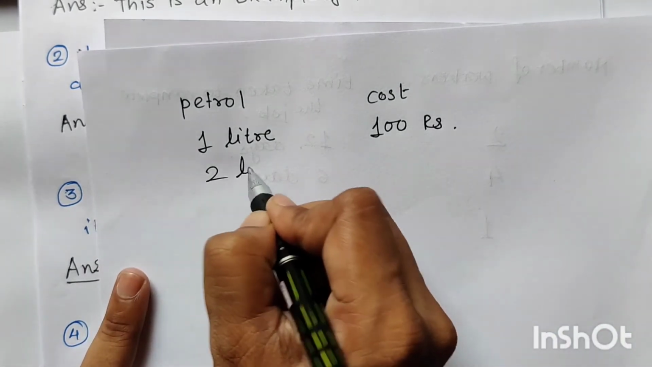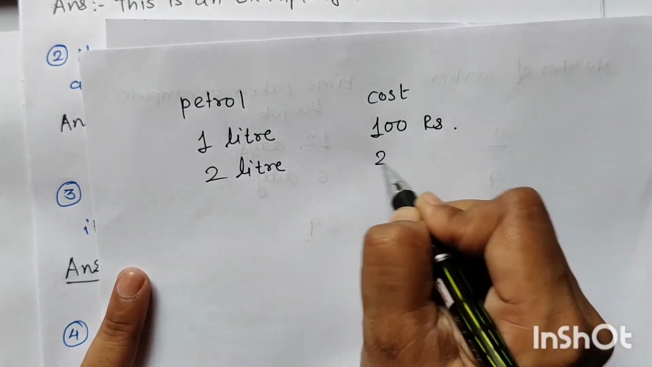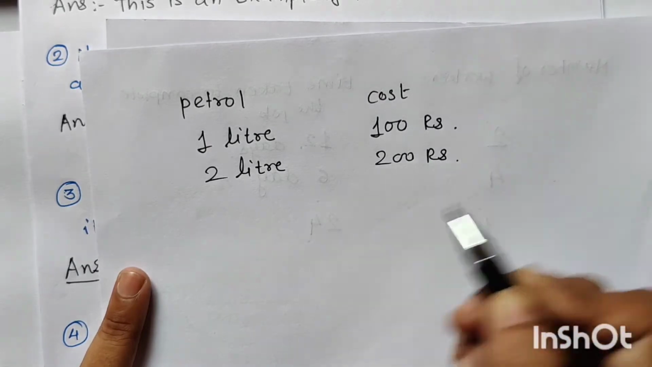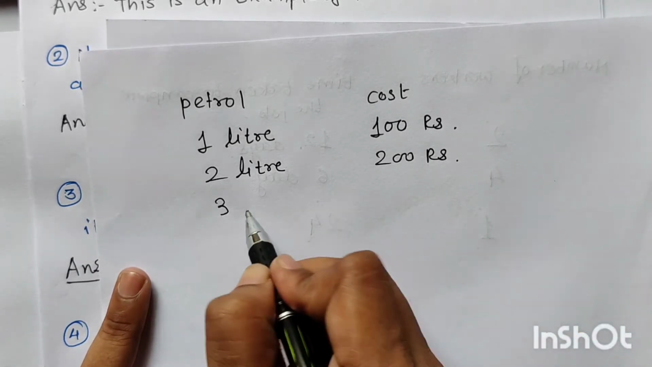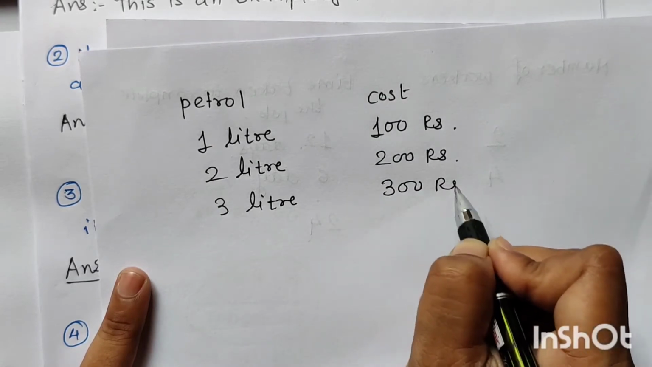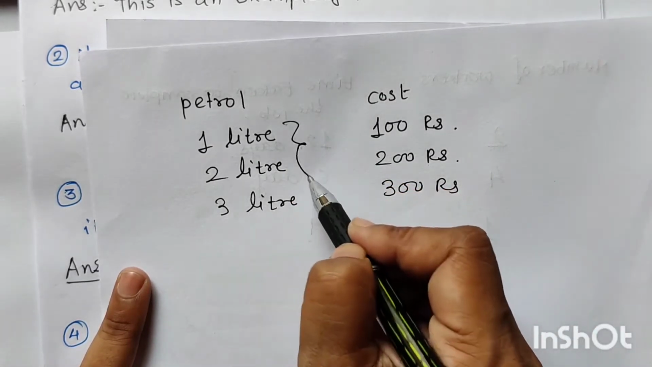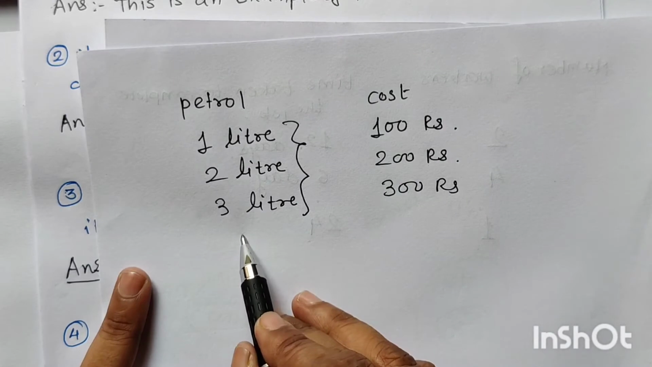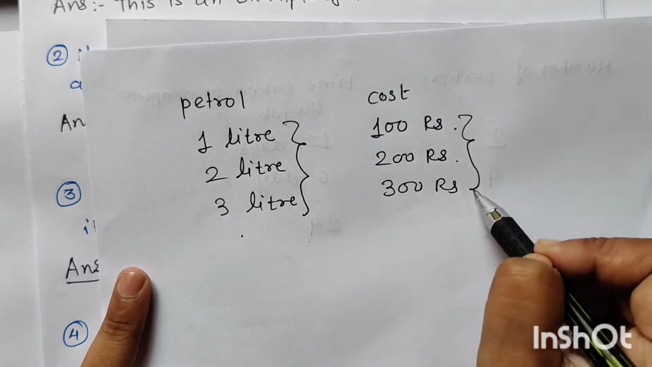how much will 2 liters of petrol cost? It will take 200 rupees. If I fill 3 liters of petrol in my bike, it will take 300 rupees. Correct now? So that means when the quantity of petrol is increasing, its cost is also increasing.